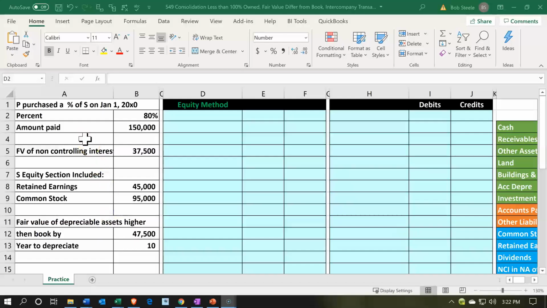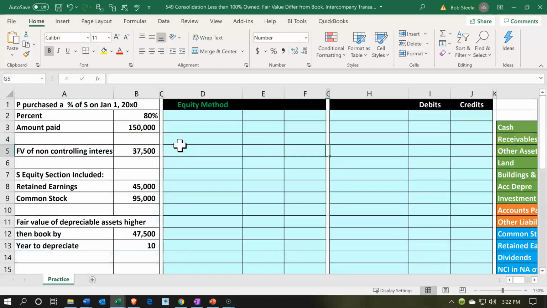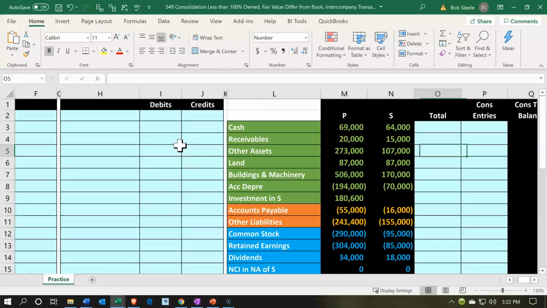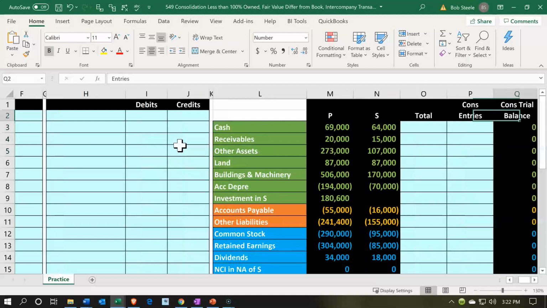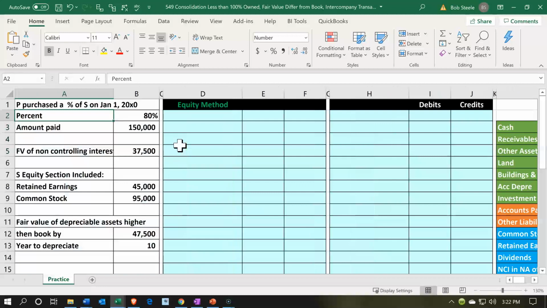Here we are in our Excel worksheet. We have the information on the left-hand side. We're going to enter that into the blue area down below and to the right. We'll have our entries that we will be entering. We have the information for Company P, Company S, parent subsidiary, and we're going to be entering that into our consolidation worksheet.